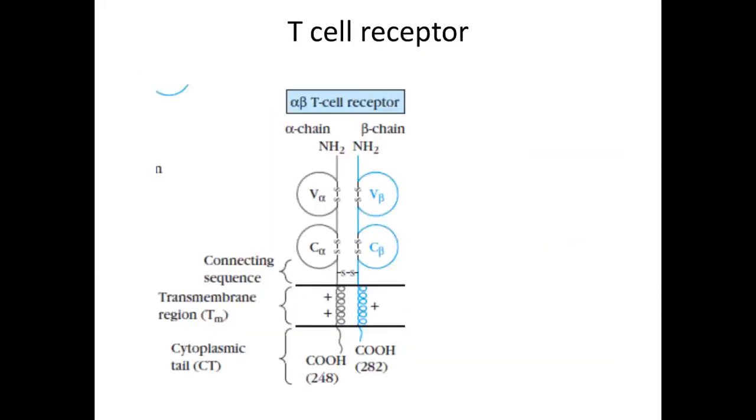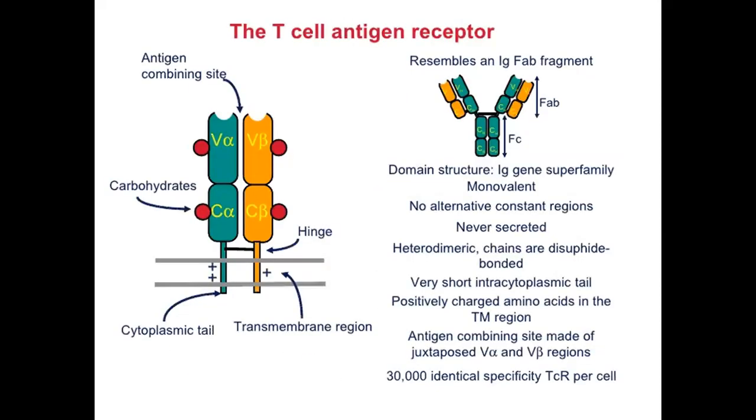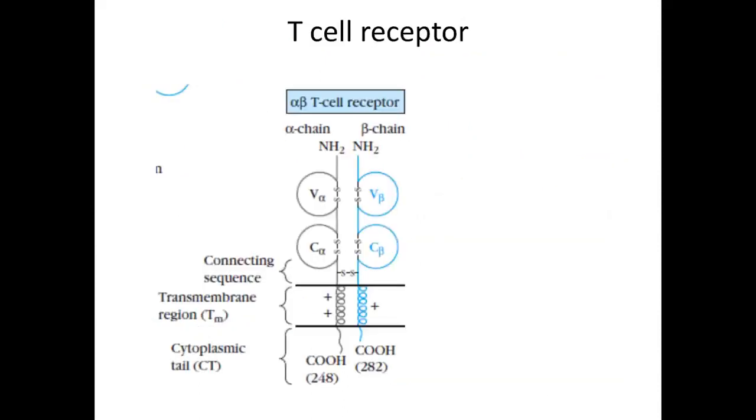Okay, so next, TCR gene organization and recombination. So the structure of TCR, we have already studied the antigen binding site, variable region and constant region. It is almost similar to that of immunoglobulin. Okay, this I am not going to explain again. So the structure of T cell receptor.